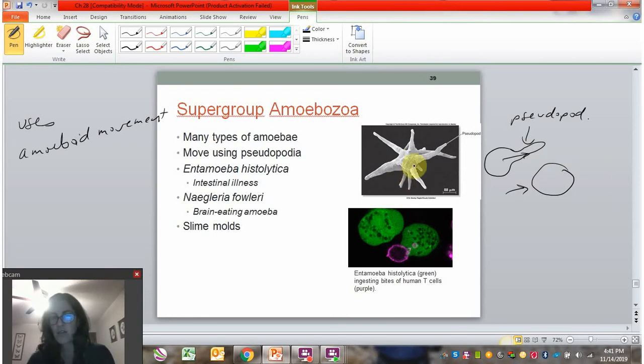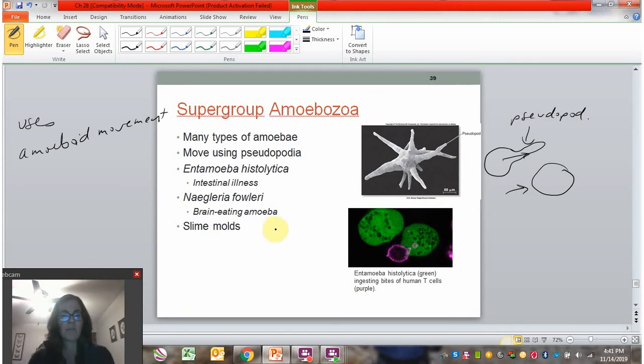And so this is a micrograph of an amoeba. So this is a little more complex. It's got multiple pseudopods. And so whichever pseudopod kind of wins out will be the direction that the cell goes. And so that gives them kind of a characteristic irregular shape. Their shape is always changing because they're making these pseudopods.